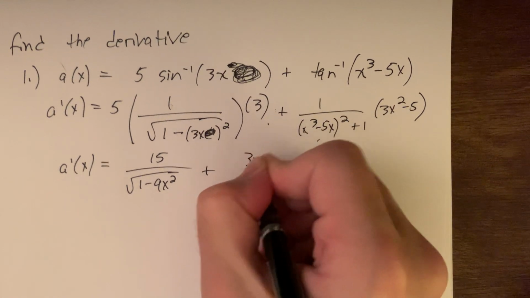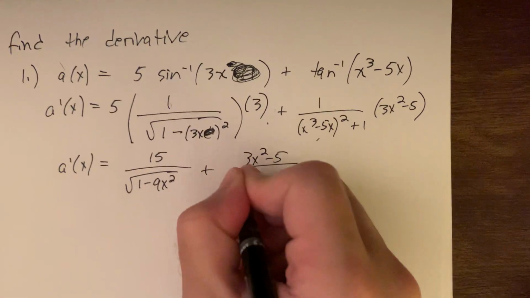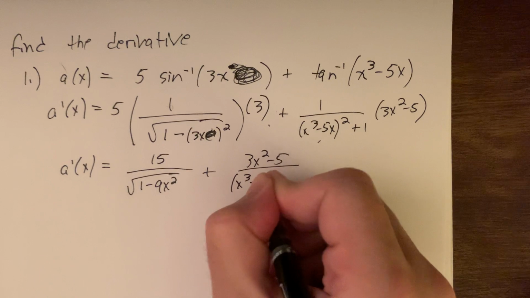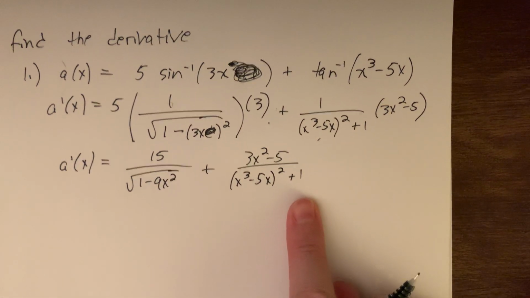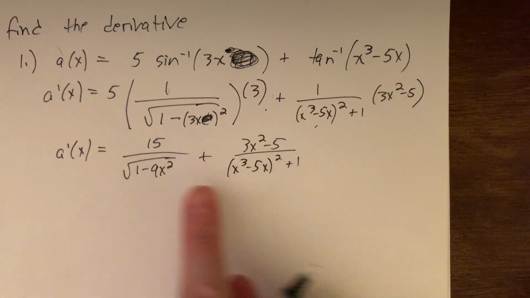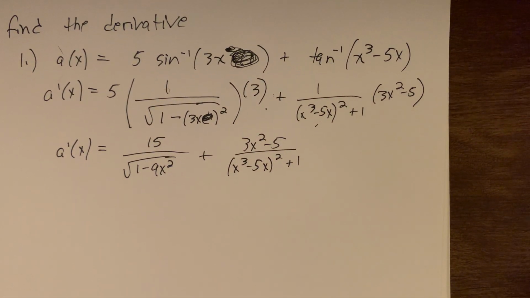This is 3x squared minus 5. We'll leave that alone. And still have the plus 1 at the end. For us, that's as good as these derivatives are going to get.